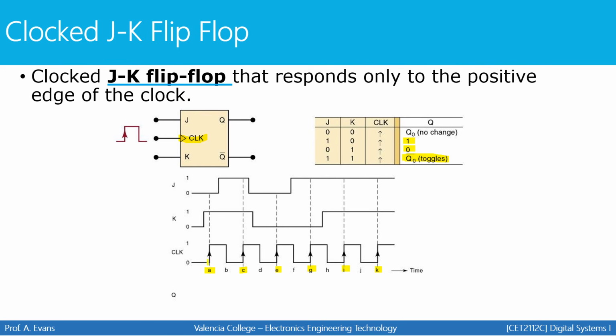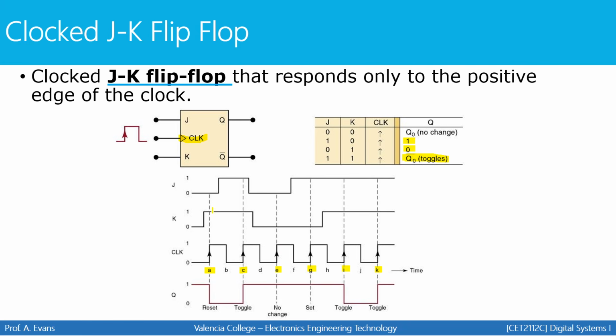I typically use dotted lines or something like this, but you're always going to want to label where the transitions that I care about are, so that you don't mistakenly look at the wrong transitions. So these are the transitions we're going to look at, and we're going to determine the output for each one of these points. We're going to assume that the initial condition for the flip-flop is that Q is 1.